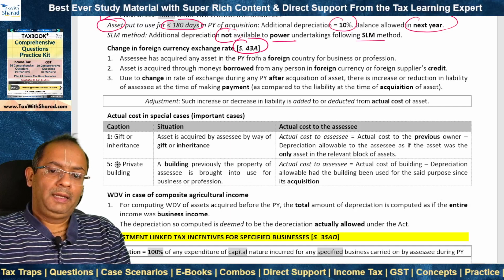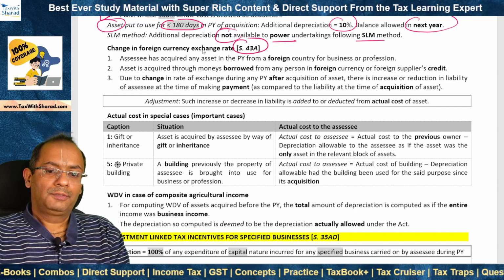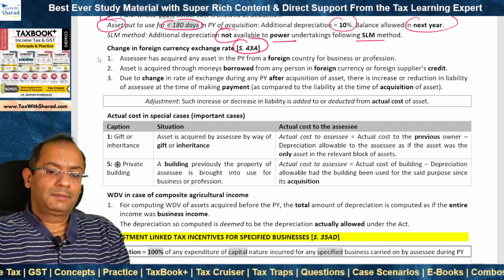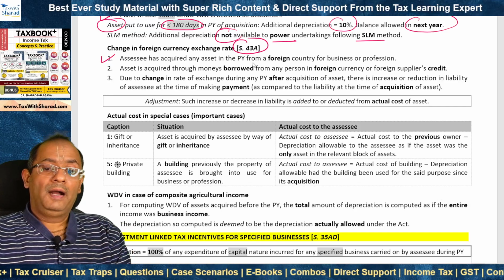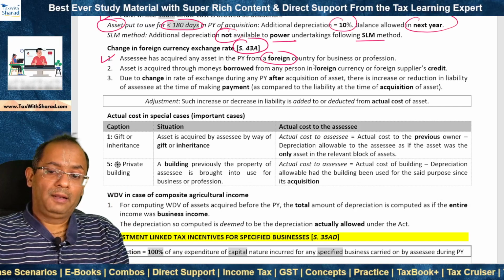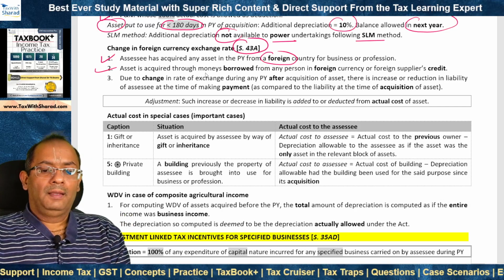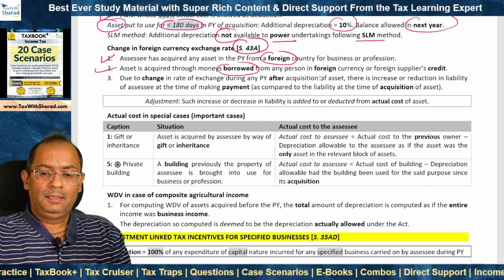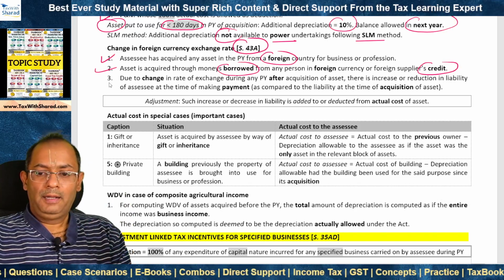Now section 43A is a section which makes a special provision in respect of change in foreign currency exchange rate. The situation covers 3 ingredients. 1. The assessee has acquired any asset in the previous year, but not from India, from a foreign country, for business or profession. So the purchase is made abroad. Second, the asset is acquired through monies borrowed in foreign currency. So money has been borrowed in foreign currency and then the asset has been acquired, or through foreign suppliers' credit. So the money is to be paid at a later point of time.